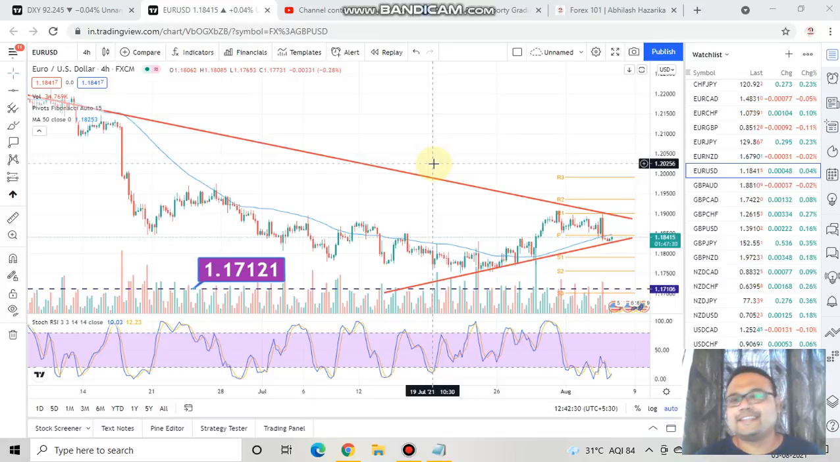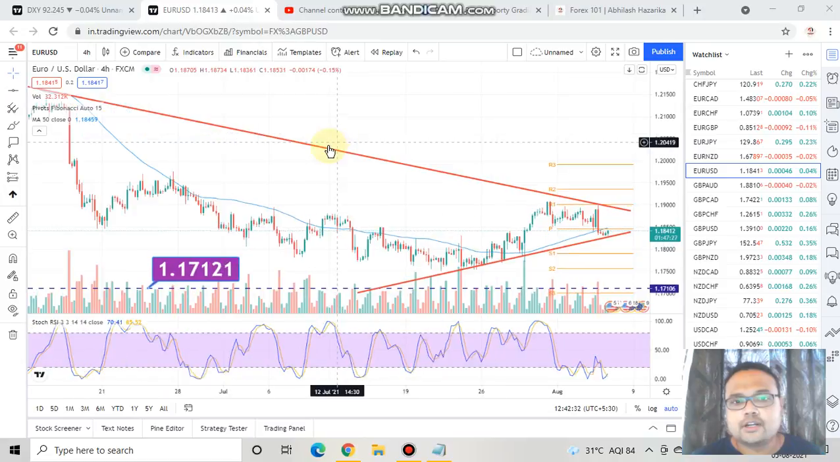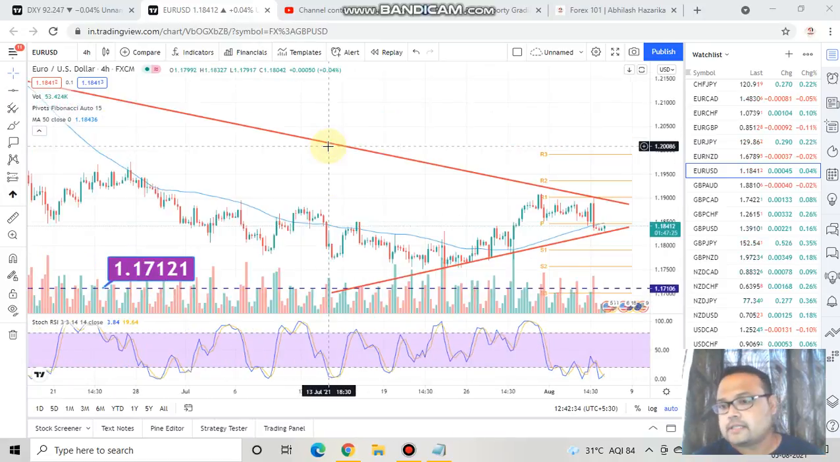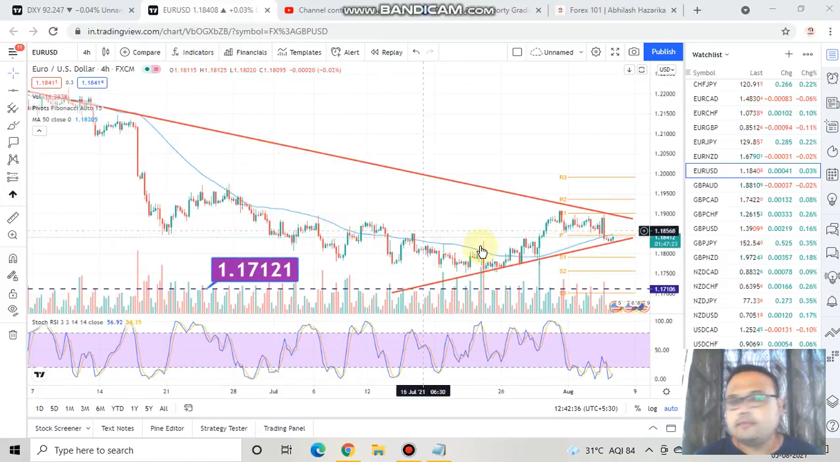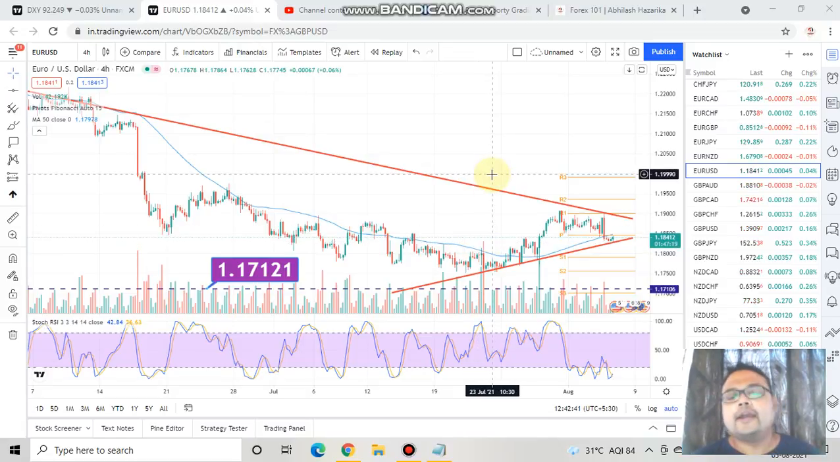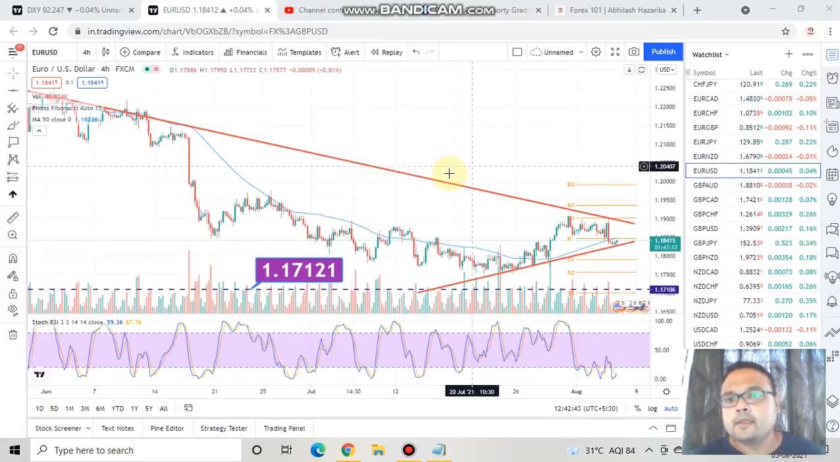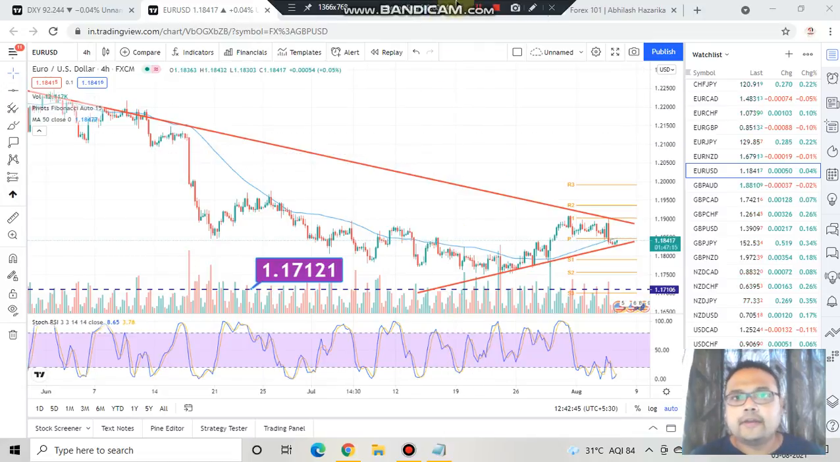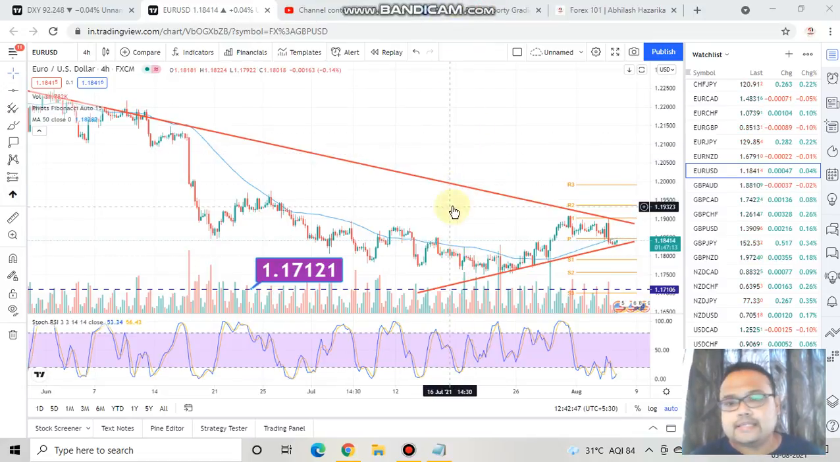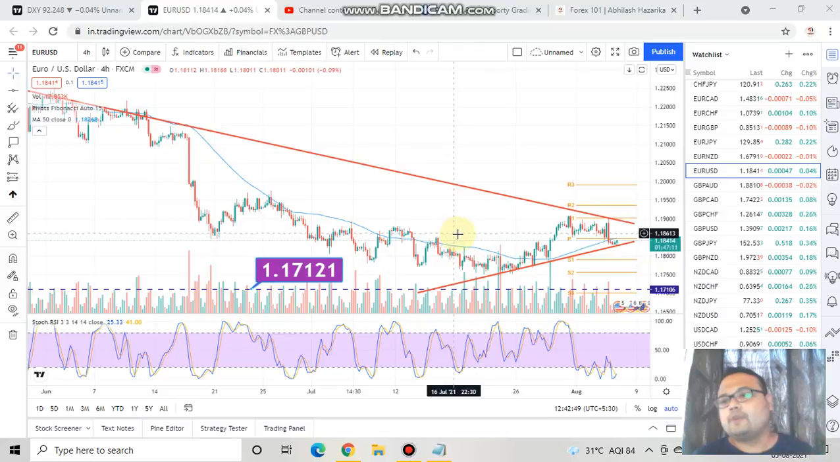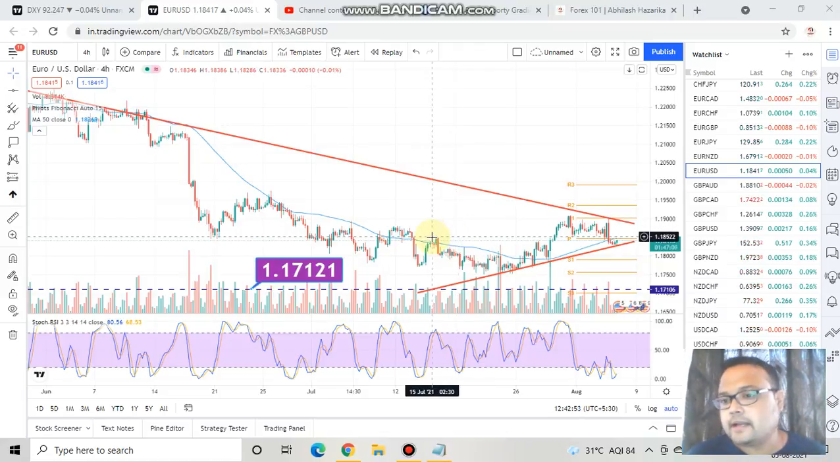So let's get started. This is the 4 hour chart of Euro USD in front of us, and as you can see, I have got three lines here. Let's do the analysis and try to understand these lines. First and foremost, my dear friends, if you do not have these lines in your trading platform or charting platform, then please draw these lines so that you can also understand the market better and analyze the chart better.